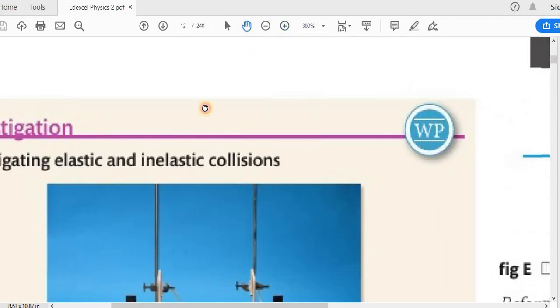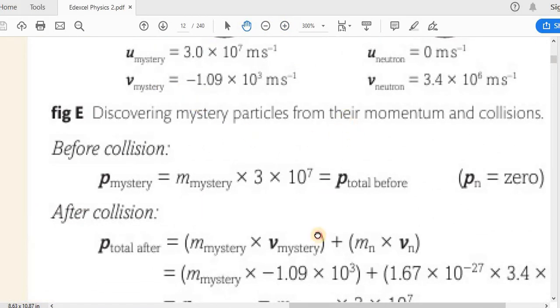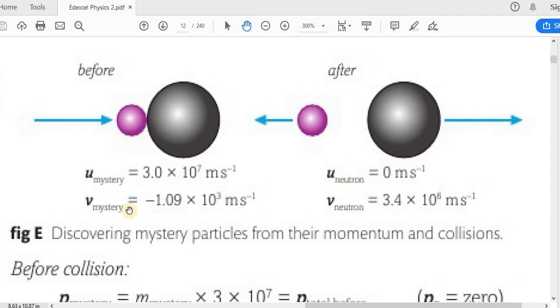The subscript is here. So this is for the neutron. Here, mystery particle. So this is the initial velocity of the mystery particle. This is the final velocity of the mystery particle. Initial velocity of the neutron was 0, and then afterwards it is 3.4 × 10^6 meters per second.